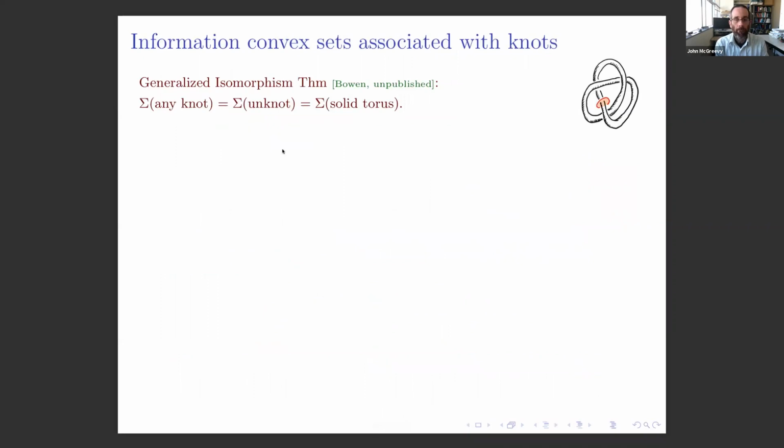Okay, so one way you might have thought to associate an information convex set with a knot would be just to take the information convex set of the knot itself. This detects excitations which wind around the knot, but this is boring. So in fact, this set is the same. Here I mean, of course, isomorphism, not equality. It's the same as for the unknot.